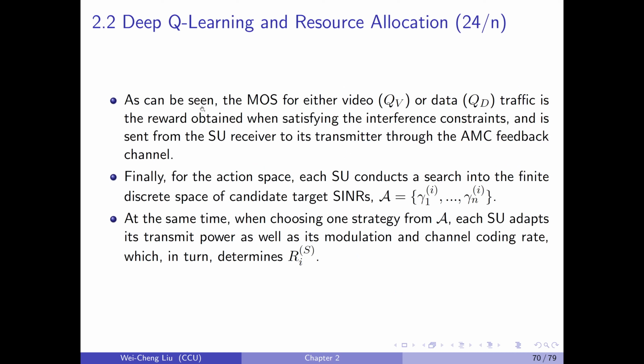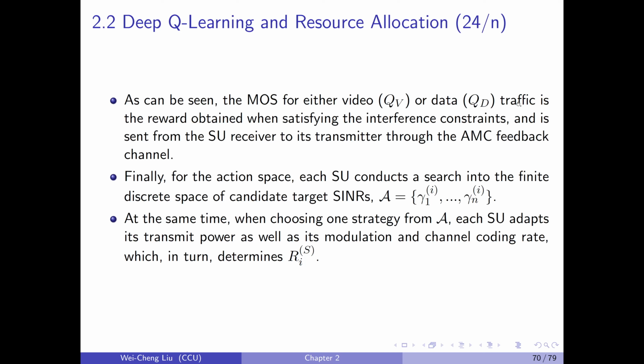As can be seen, the MOS for either video QV. So now you know why we use V here, because it means the quality of video V, or data QD. Similarly, now you know why we use D here, because it means the quality of data D.